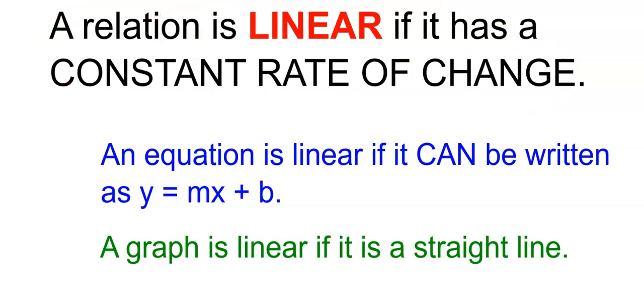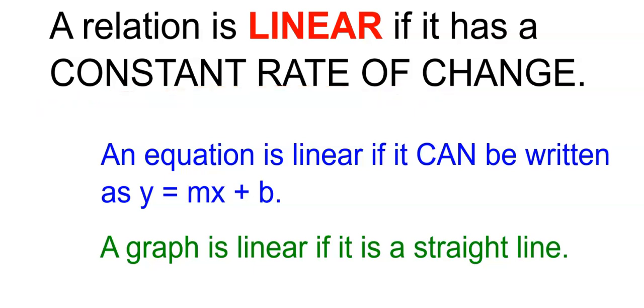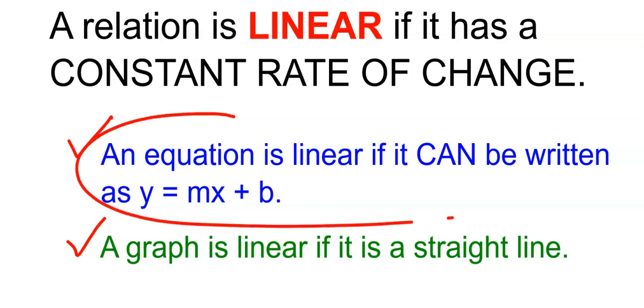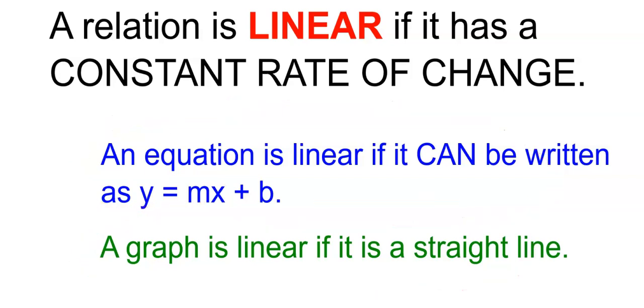And if it doesn't have a constant rate of change, you just put it doesn't have a constant rate of change. That is the sentence. If you would like to be more specific, you can talk about an equation or you could talk about a graph. But you do not have to use these different definitions, but you can if you like.